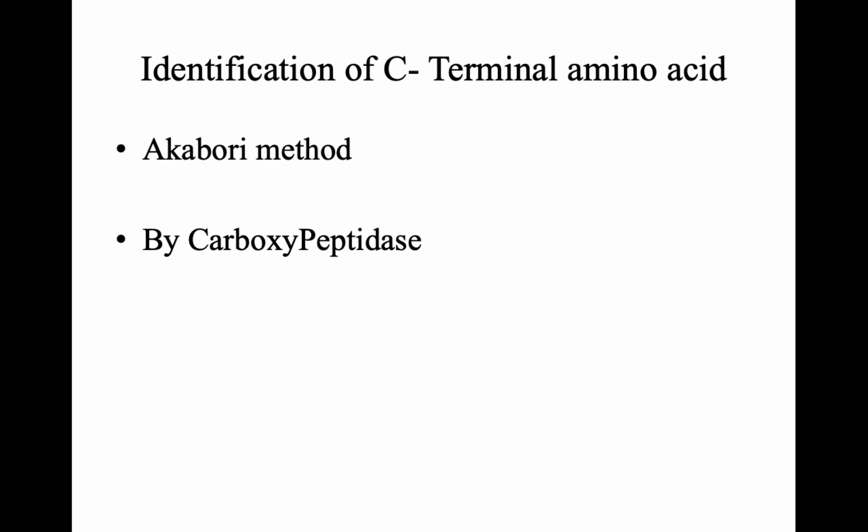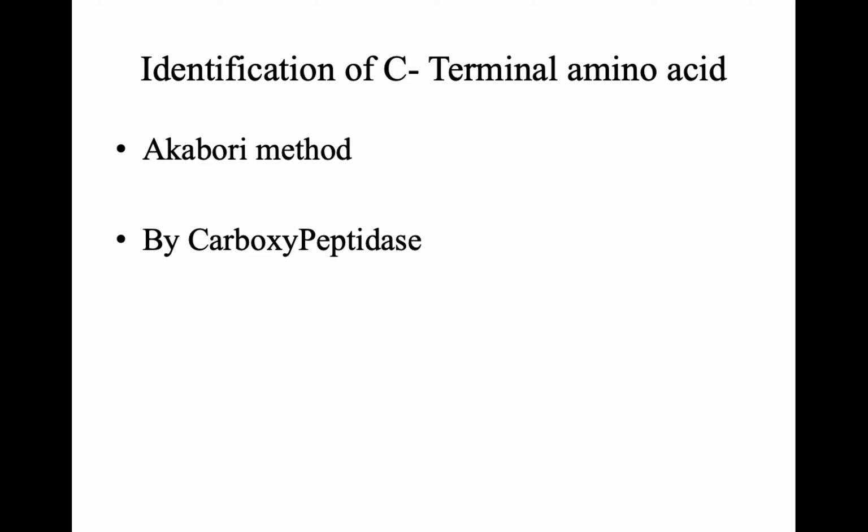Earlier, we were discussing the N group analysis by using the identification of the N-terminal amino acid residue. In these methods, we determine the number of different polypeptide chains present in the proteins. Now we are going to discuss the N group analysis by using the identification of the C-terminal amino acid residue.